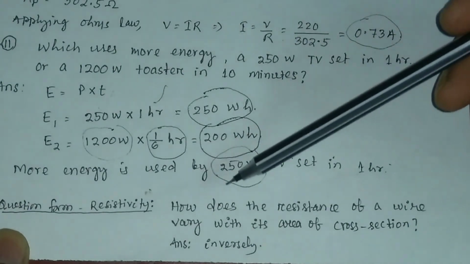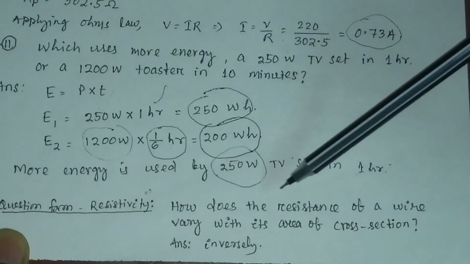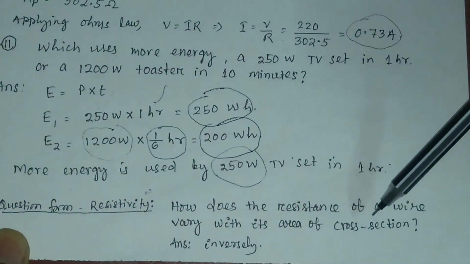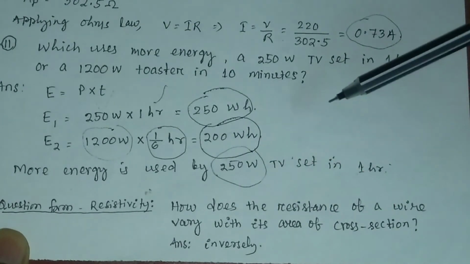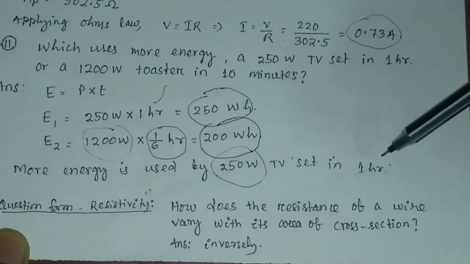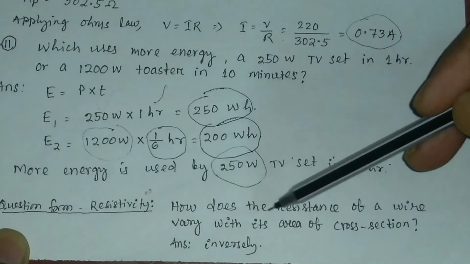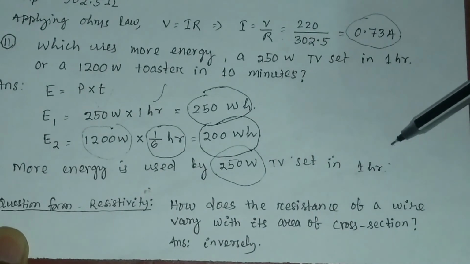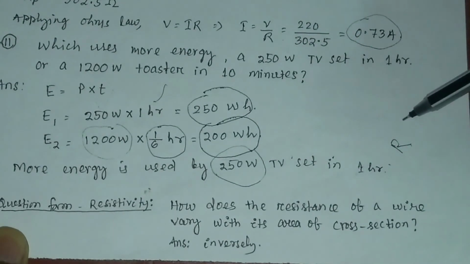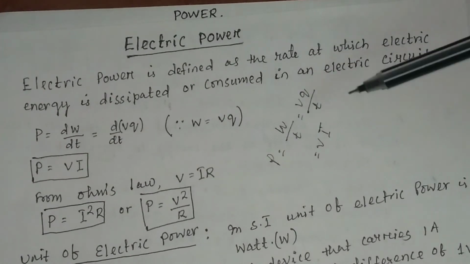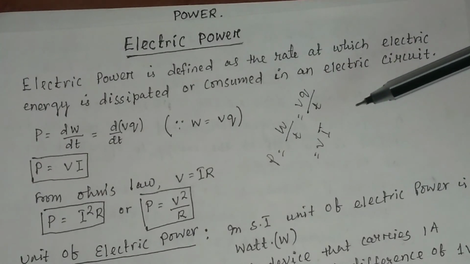Here is a question from resistivity. How does the resistance of a wire vary with its area of cross section? The resistance of a wire is inversely proportional to the area of cross section. So this was a little discussion about electric power and some numericals.